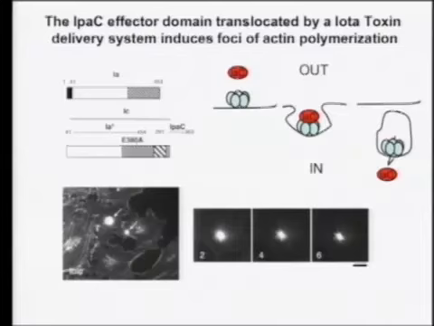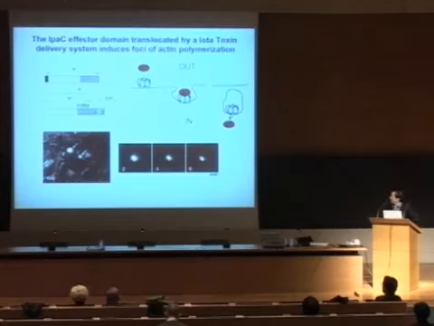So using this mutant, this suggested that IPA-C was involved in Src recruitment and actin polymerization. But is this sufficient? So one way to do this is to fuse the same domain to a delivery system. Here we use the iota toxin, which is close to the anthrax toxin, that is based on a B component and an A component.